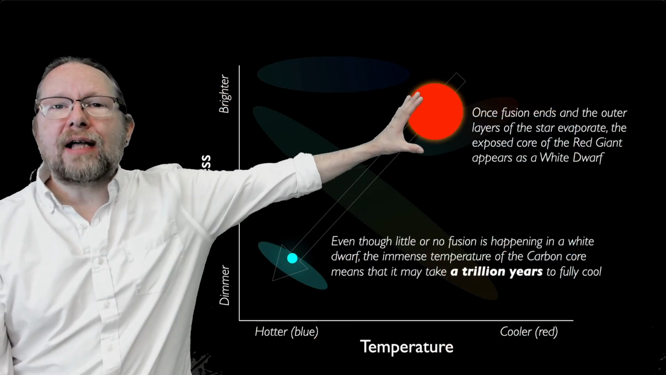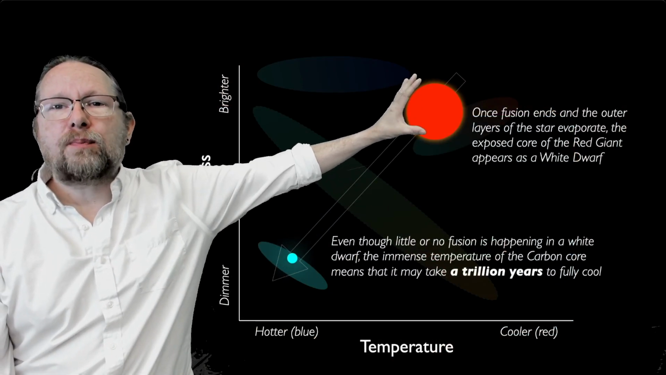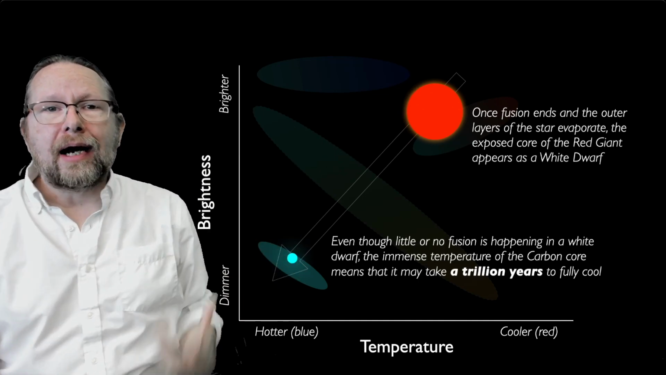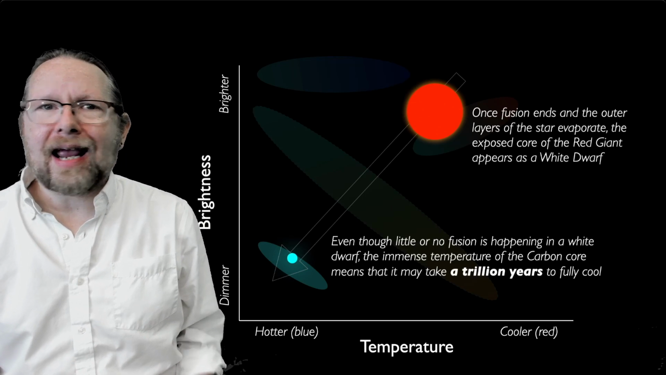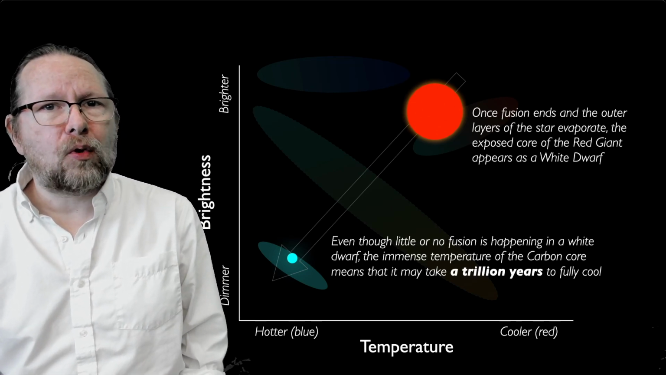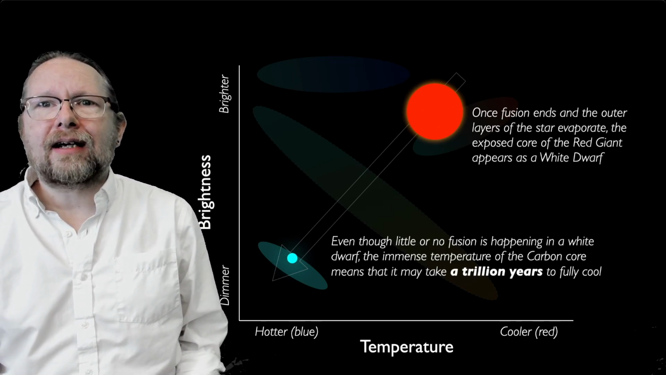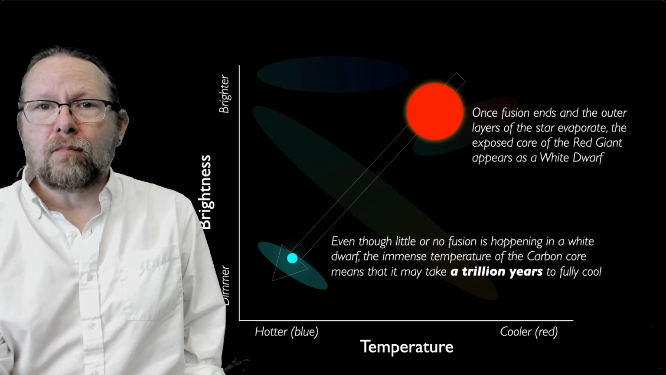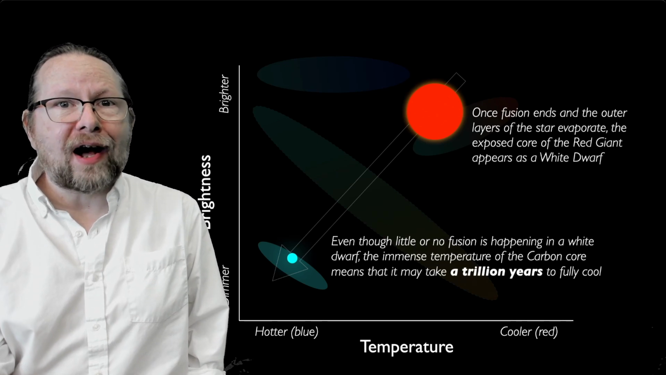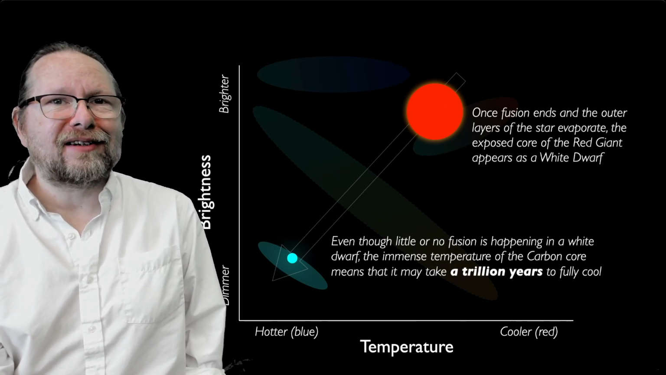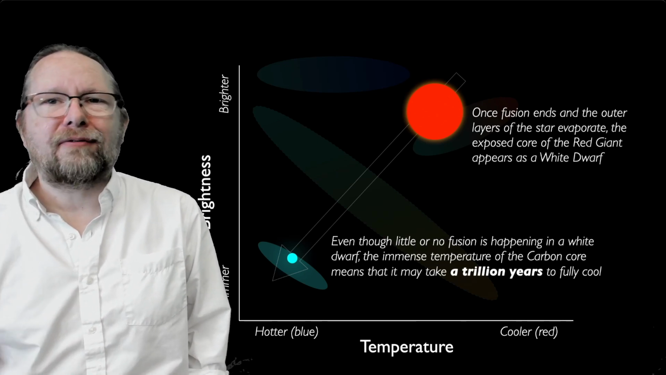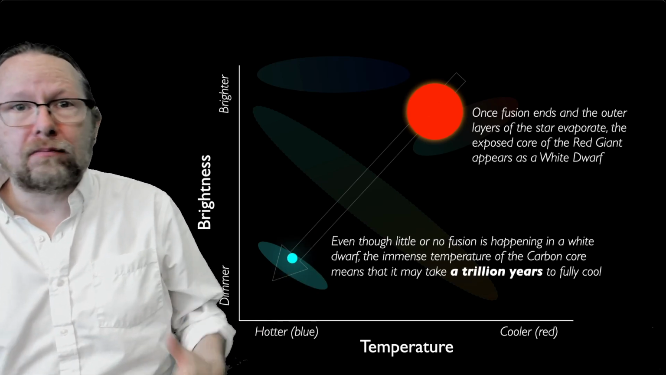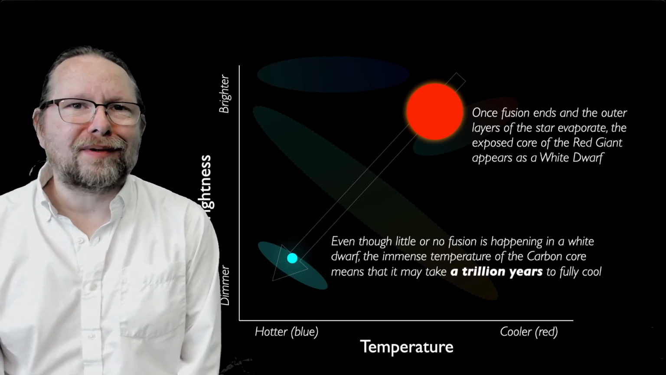So once fusion ends and the outer layers evaporate, the exposed core of that star is a white dwarf. In a white dwarf, there really isn't any nuclear fusion happening anymore. A white dwarf is like an ember left in a fireplace. It's not on fire, right? It's just still hot because it had been on fire for a really, really long time. It's like a burned out coal in a fireplace. So there's no fusion happening in a white dwarf, but it's still hot from being a star for a billion years.